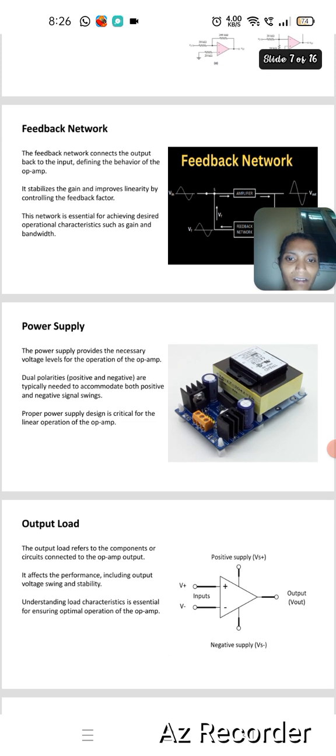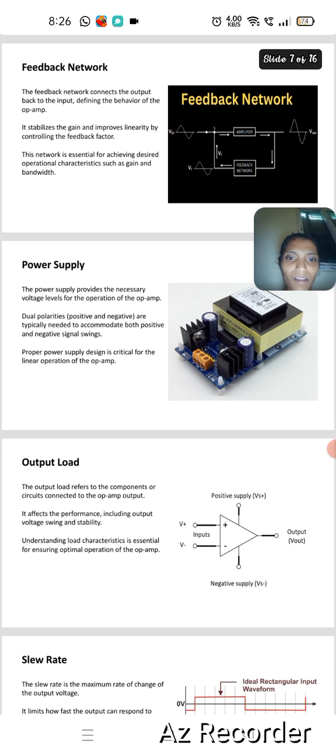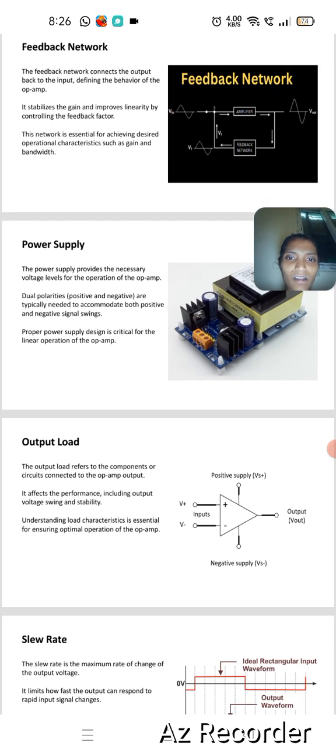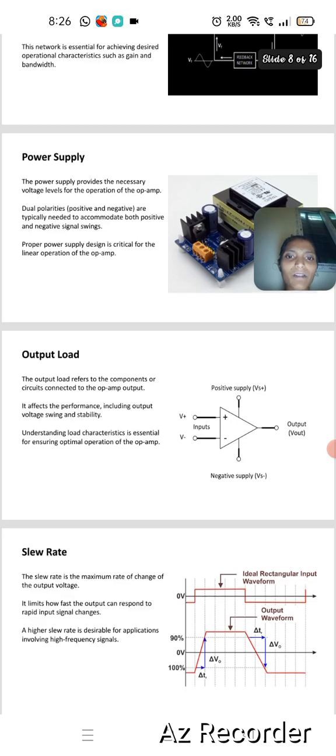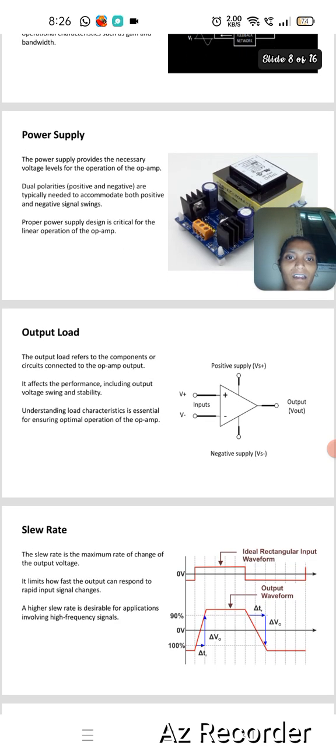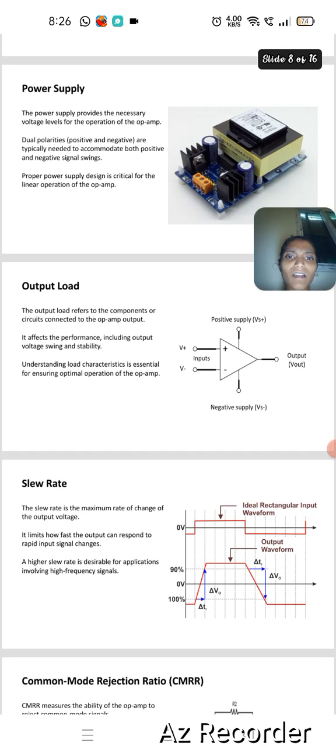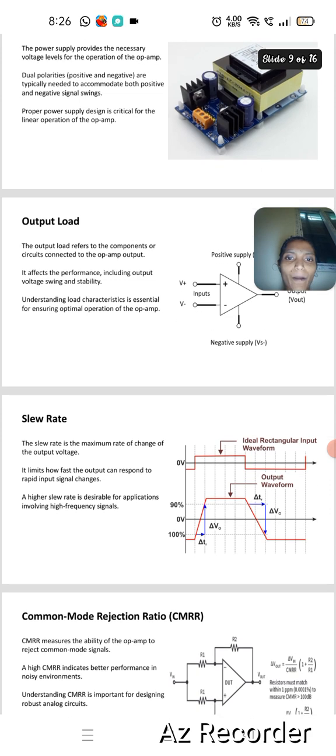Power supply. The power supply provides the necessary voltage levels for the operation of the op-amp. Dual supplies, positive and negative, are typically needed to accommodate both the positive and negative signal swings. Proper power supply design is critical for the linear operation of the op-amp.